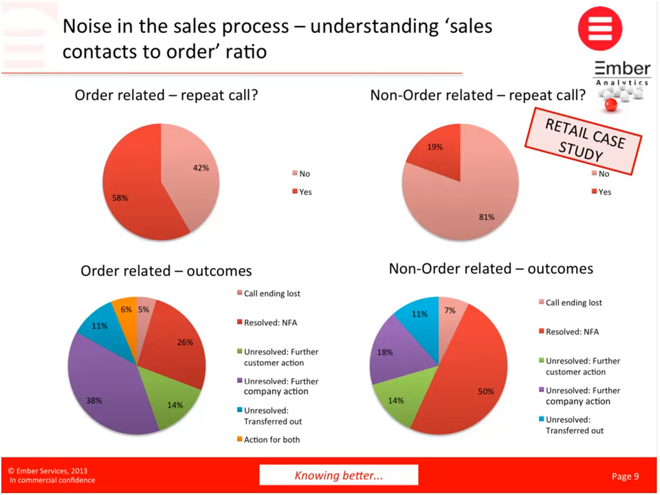And then the two bottom charts show what actually happens when we have these calls, and you can see that the red section illustrates the number of calls that are actually resolved. So when it's an order-related call, only 25% or 26% are actually resolved on that call, whereas non-order, 50% are resolved. So the whole point there is the analytics helps us to understand at a good level of detail what was the outcome of these calls, and therefore where are we creating more effort for us and for customers in that whole sales process.